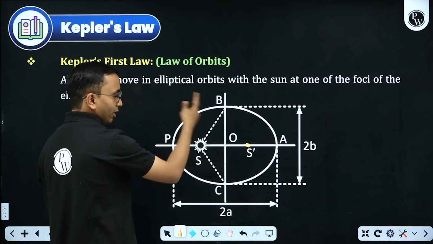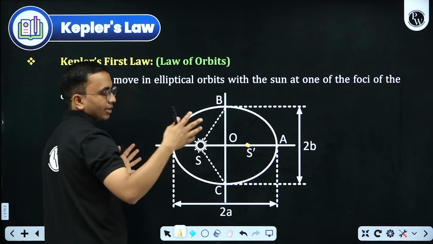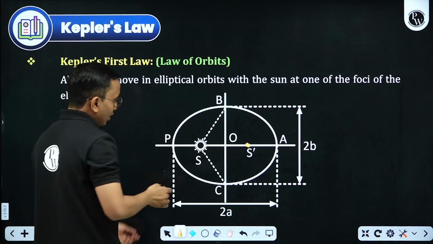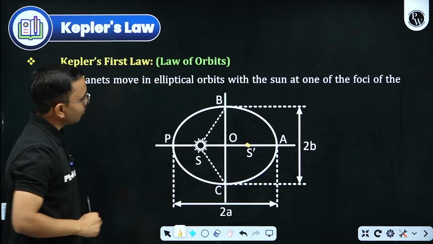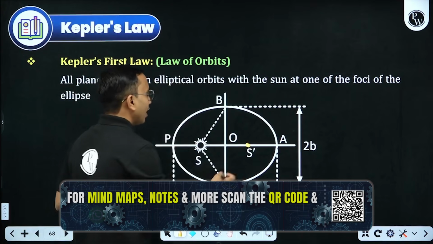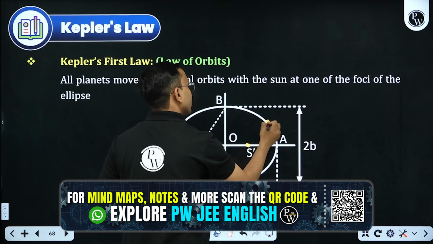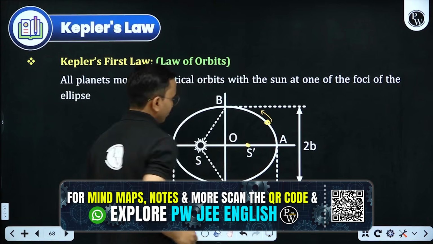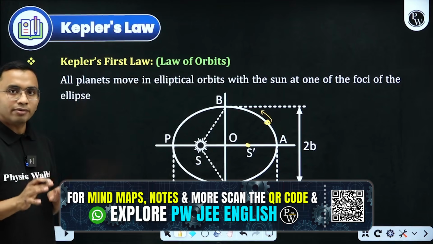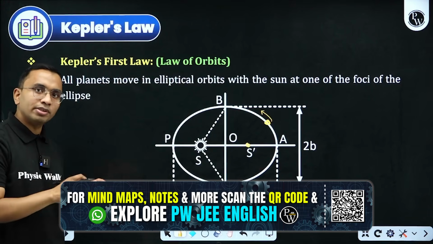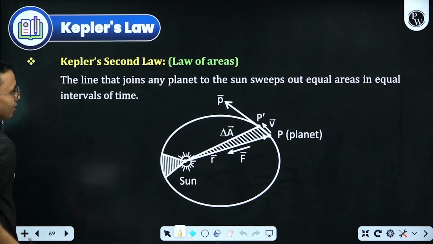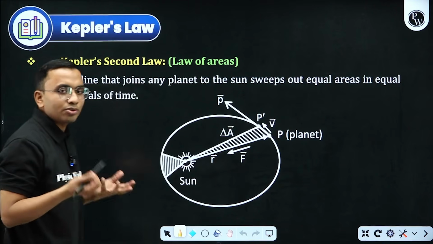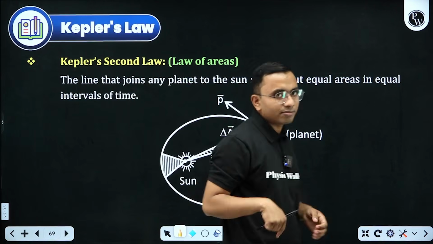An elliptical orbit has one major axis and another minor axis. So this is my major axis 2a, this is my minor axis 2b, this is my sun, and let us take the planet is moving like this around the sun. The first law states that the orbit is not circular, it is elliptical. Before that it used to be understood that they move in a circle.